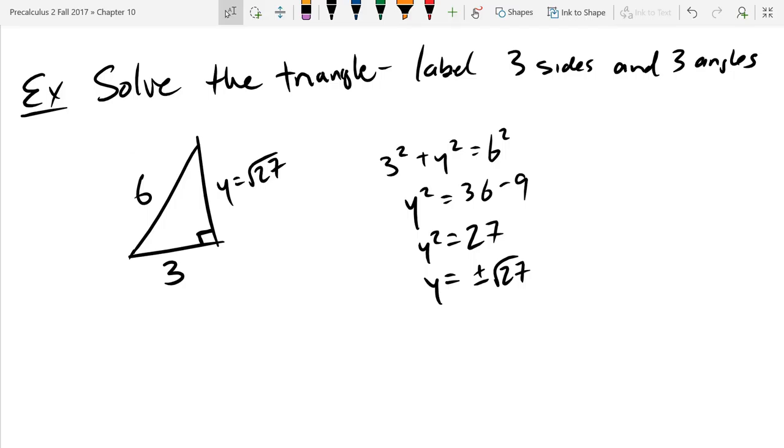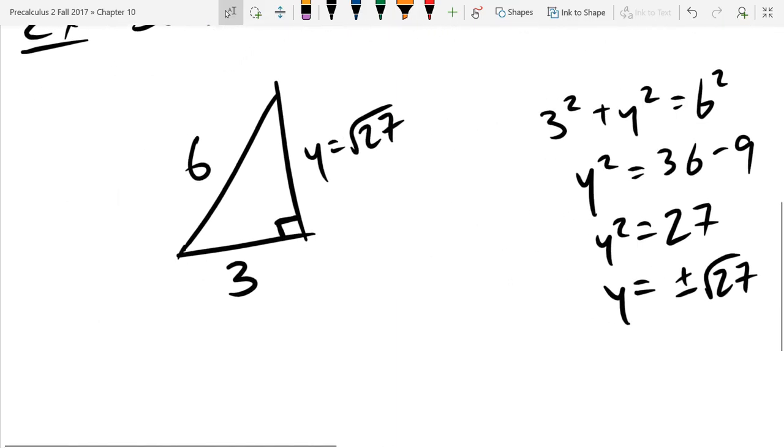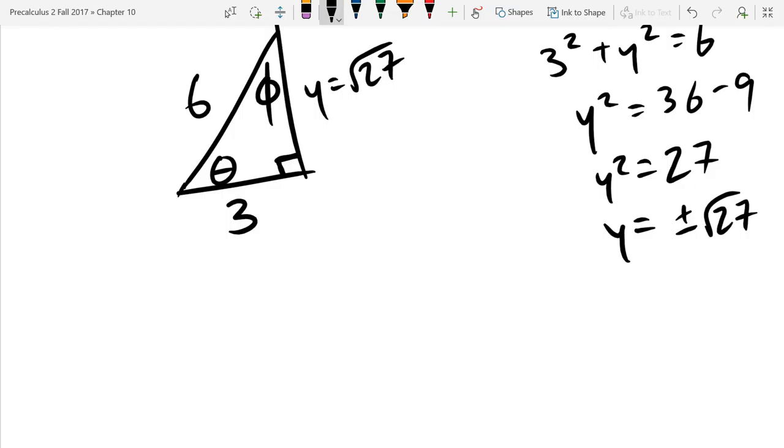When these triangles are not laid out on the xy axis, you won't want to use negatives for their sides. So we're not going to measure them with negative sides when they are not lined up on the xy axis. So we'll just go with the positive square root of 27. There are two angles we don't know. I'll call the one in the lower left corner theta, and I'll call the other one phi, which looks like a sideways theta. So we need to figure out theta and phi. How do I relate theta to 3 and 6?